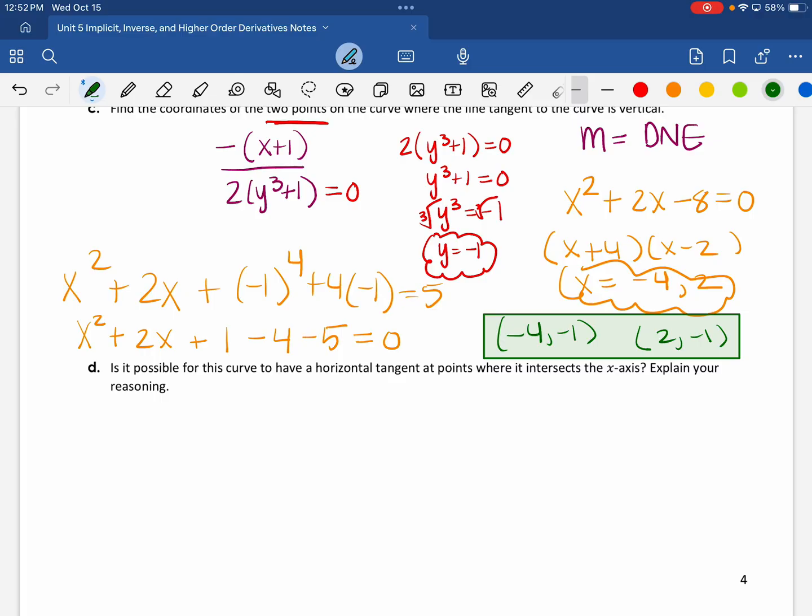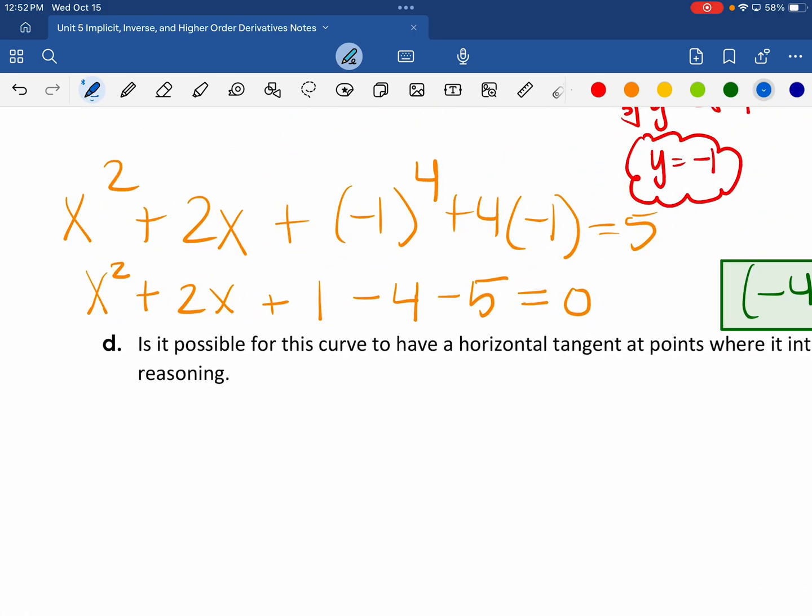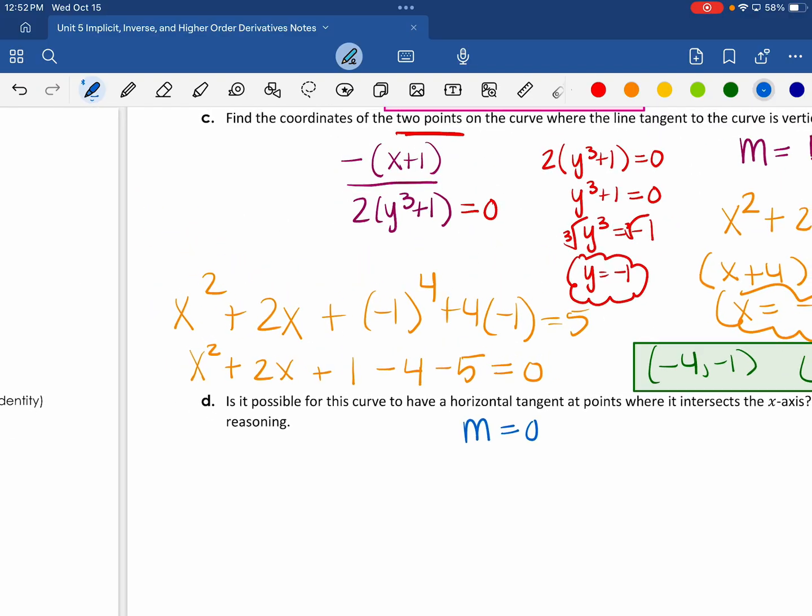All right, and then the last problem for today. Is it possible for this curve to have a horizontal tangent at points where it intersects the x-axis? Explain your reasoning. You have to explain. It's not enough to say no because I said so. All right, so let's talk about horizontal tangent lines. What is the slope of a horizontal tangent? 0. y prime is going to be 0.